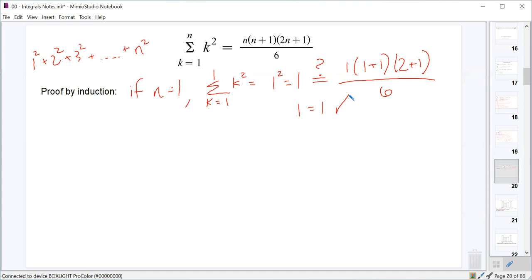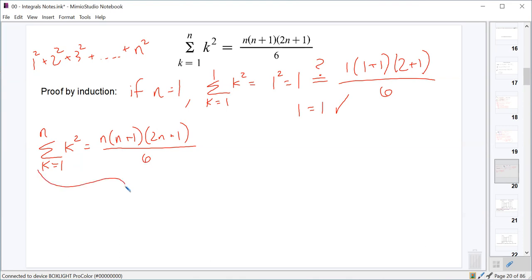So let's say that we've got a value here where we're looking at the sum from k equals 1 to n of k squared is equal to n times n plus 1 times 2n plus 1 all over 6. That's what we've said is true. Now, let's talk about what would happen if we instead went to n plus 1. So this is the sum.